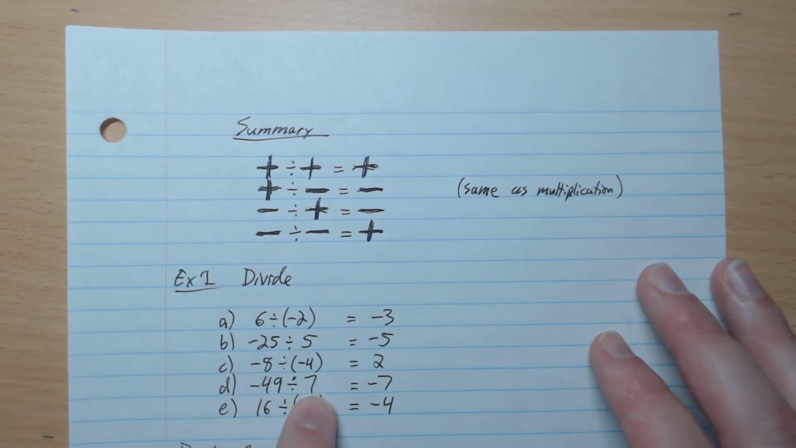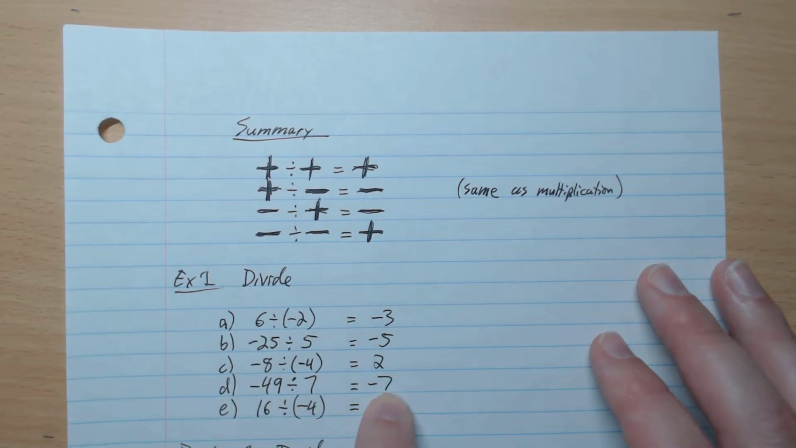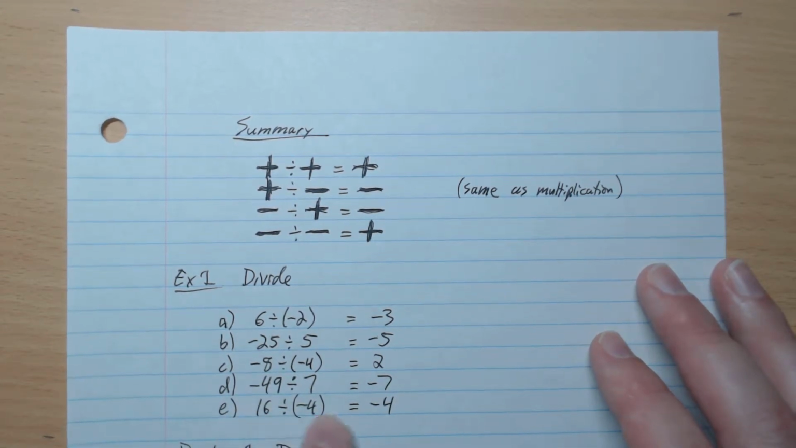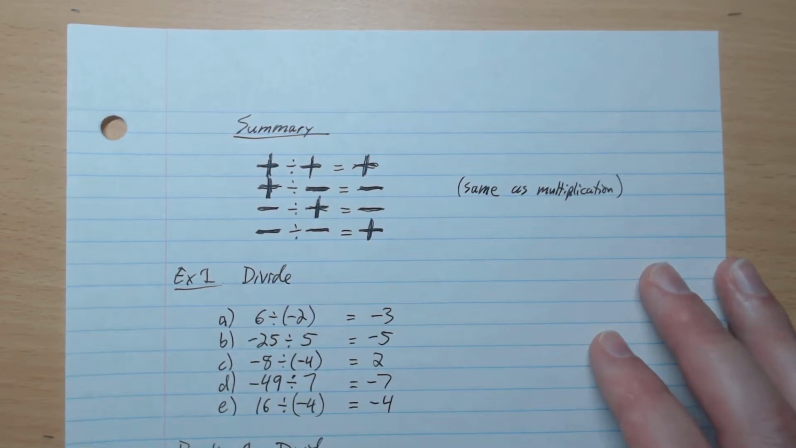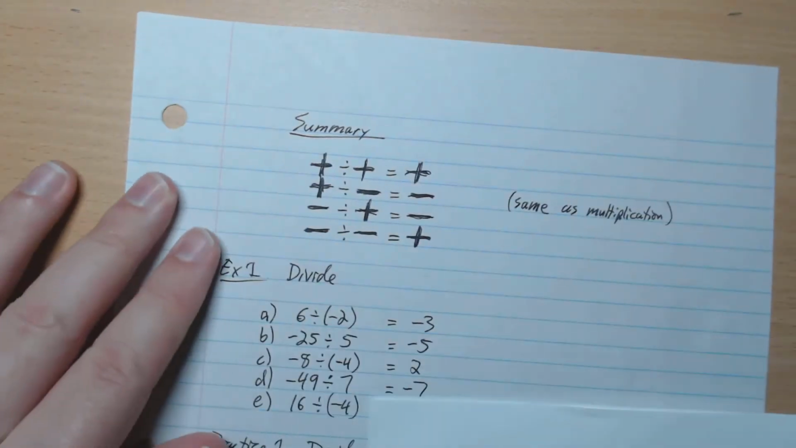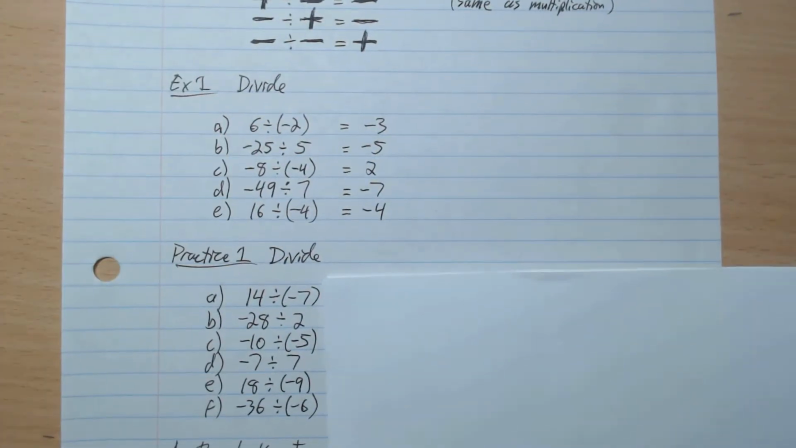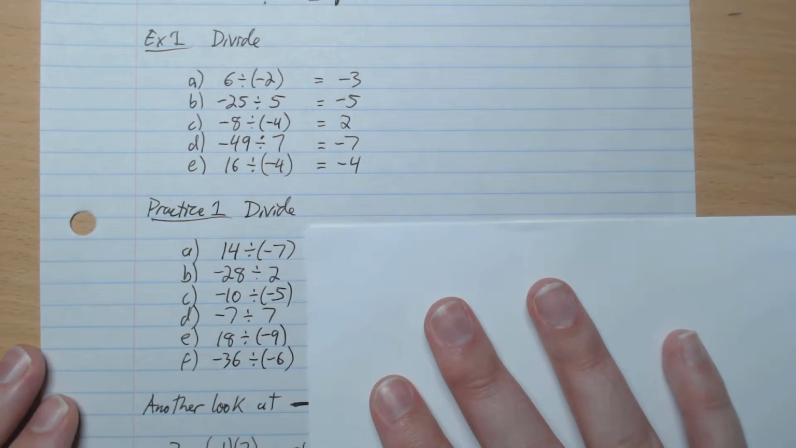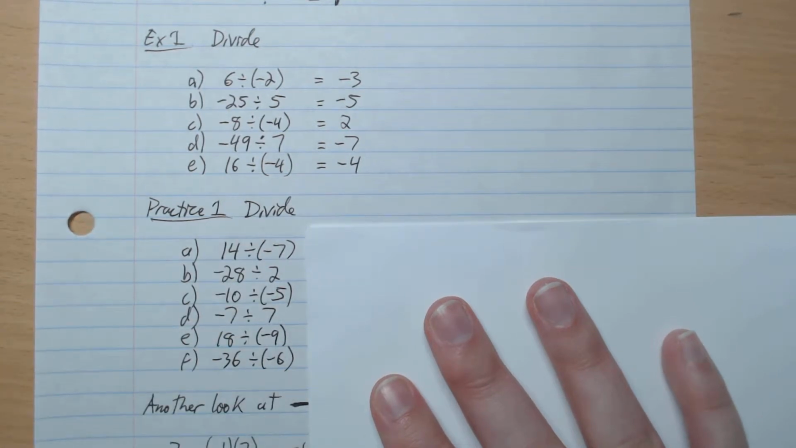Negative 49 divided by 7. One of them is negative, so negative 7. 16 divided by negative 4. One of them is negative, so it's negative, like that. So practice number 1. There you go. Go ahead and pause the video and perform these divisions.